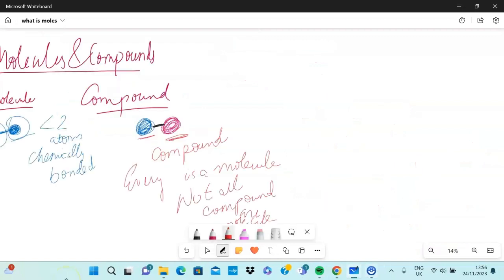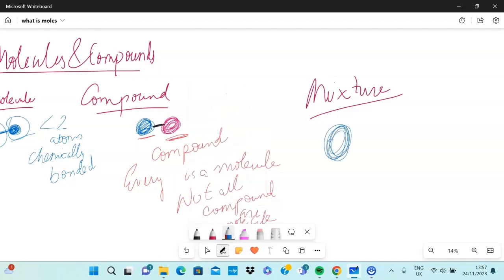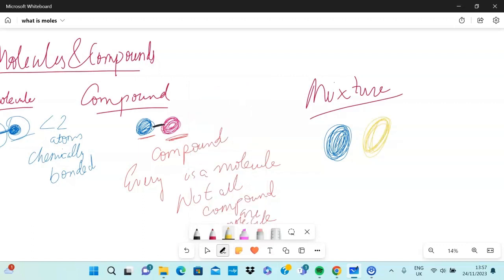Now, just as a bonus, I'm going to add in one more, and that is a mixture. A mixture is when any atom, it doesn't matter if it's the same, well, if it's the same, we don't really call it a mixture, it's different. Okay, excuse my atom here. Okay, 2 different atoms right here, and they are mixed, but they are not chemically bonded.